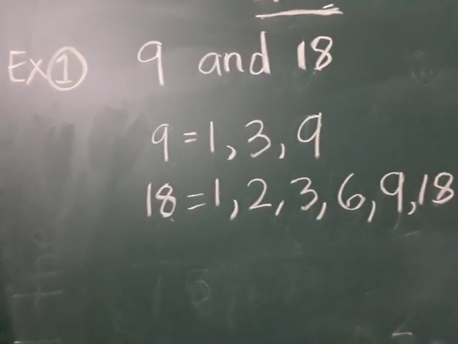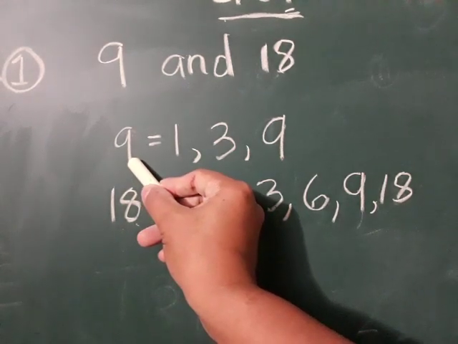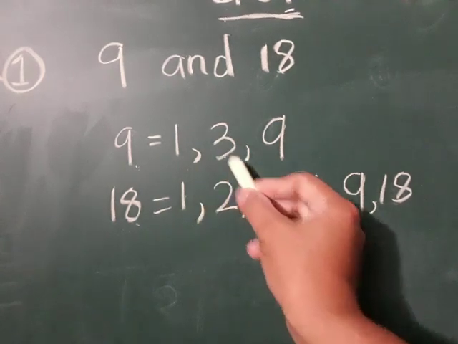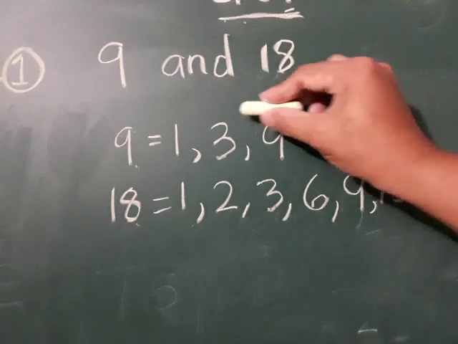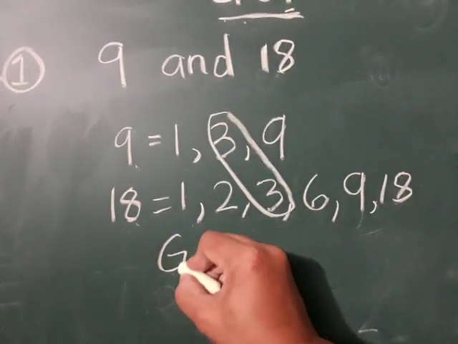Okay, so after getting their factors, or listing their factors, now we're going to look for the greatest common factor. When we say common, they are the same. We found in 9 and 18, 1 and 3. So we need to get the greatest. So we have 3 as our GCF.